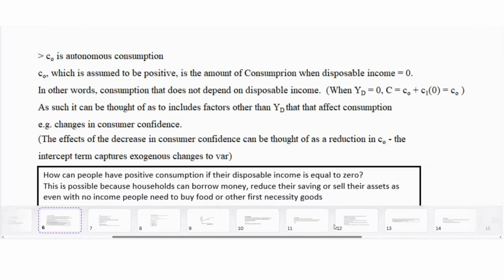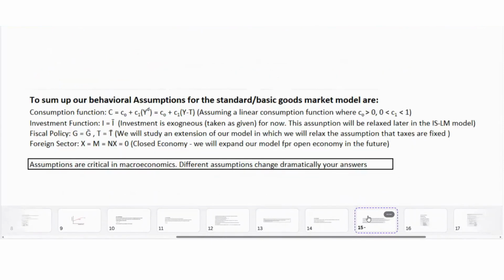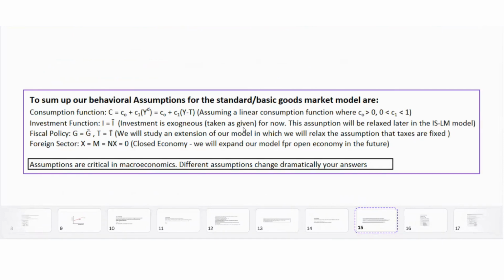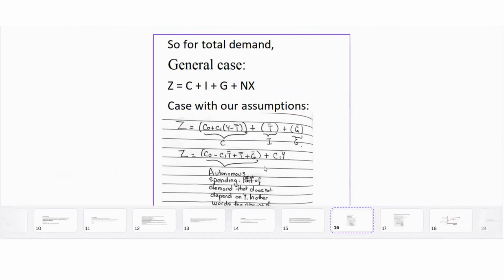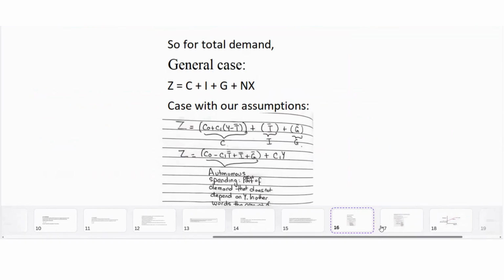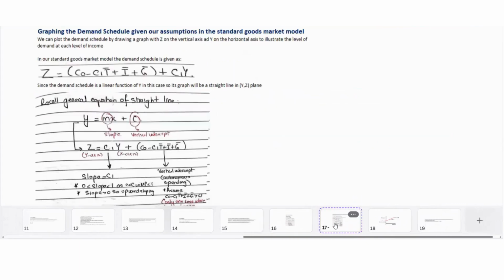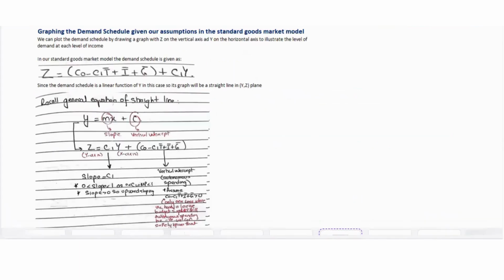And then we discussed the behavioral assumptions in our standard goods market model, right? We're assuming a linear consumption function. We're assuming investment, government spending, and taxes are exogenously given, and we're looking at a closed economy. Given these assumptions, this is how we represent our total demand for goods. So now we want to graph our demand schedule given our assumptions in the standard goods market model.